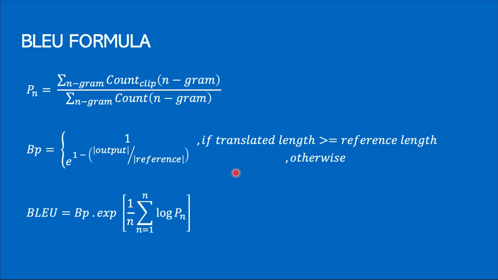The closest reference sentence length is the best match length. With the brevity penalty, we see that a high-scoring translation will match the reference translations in length, in word choice, and word order. And finally, BLEU score. This comes from brevity penalty and n-gram calculation.